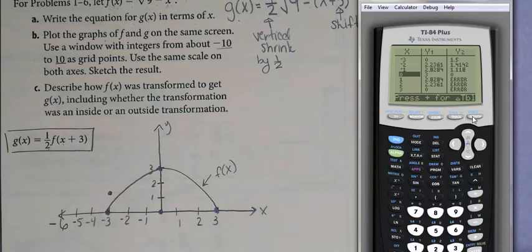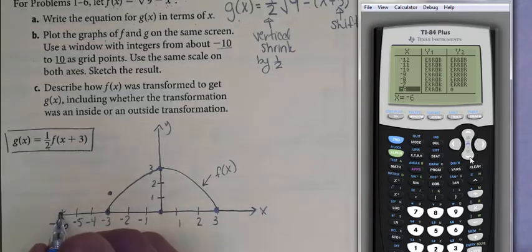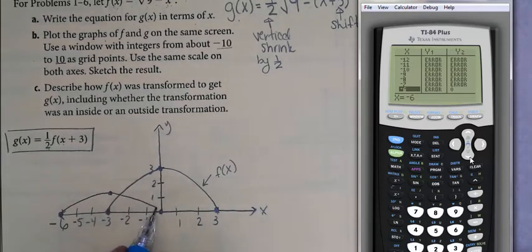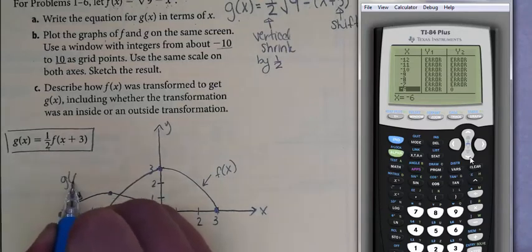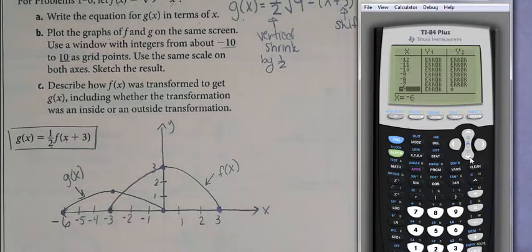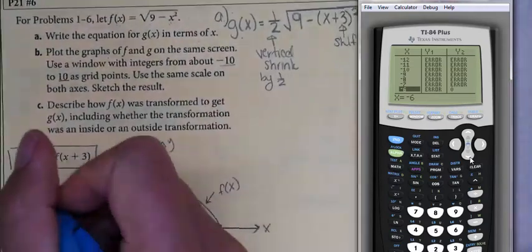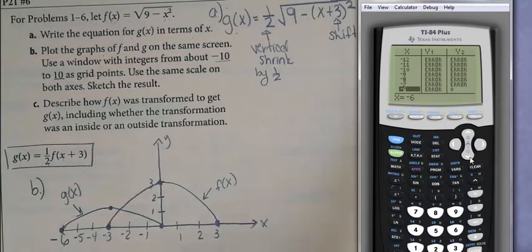And I'm not done getting the rest of my outputs, so I think I need to go on the negative side. At negative 6, I see that my transformed function, or my image, has an output of 0. And so this here is g of x. Okay, so that's B. So let me label this. This was A, this is B, and now we're going to do C.